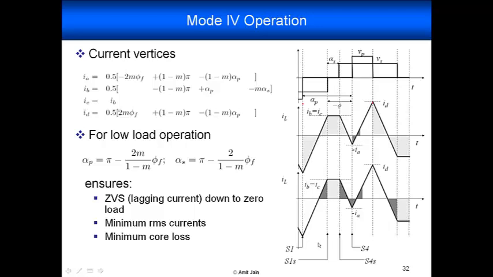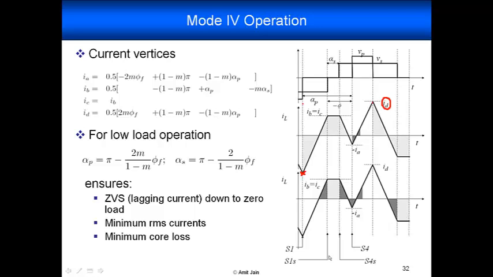Now the turn on instance for all the switches are indicated at the bottom here. So for S1 to have zero voltage switching, we want this current vertex to be less than 0, or ID here to be greater than 0.